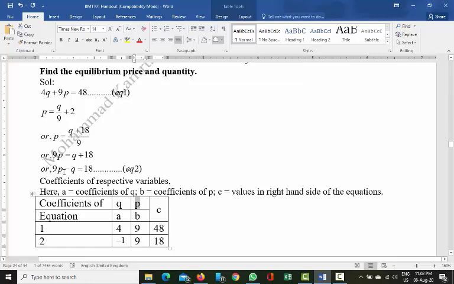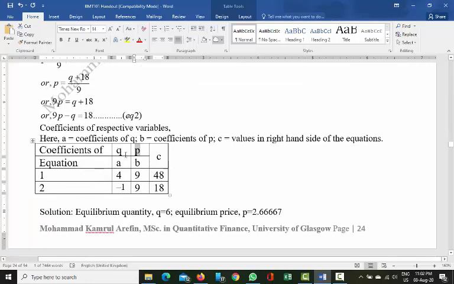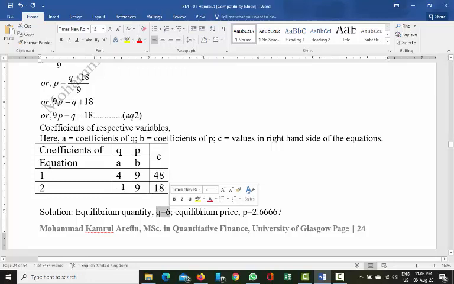In the second equation, the coefficient of q is equal to minus 1 and the coefficient of p is equal to 9. And in the first equation we have 48 on the right hand side, and in the second equation we have 18 on the right hand side. So here q is the first variable and p is the second variable. So if you input these values in your calculator and solve, you will see that q is equal to 6 and p is equal to 2.66.